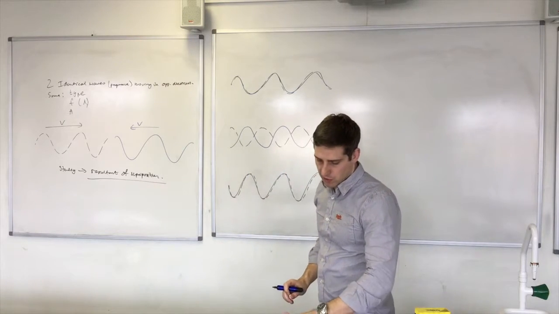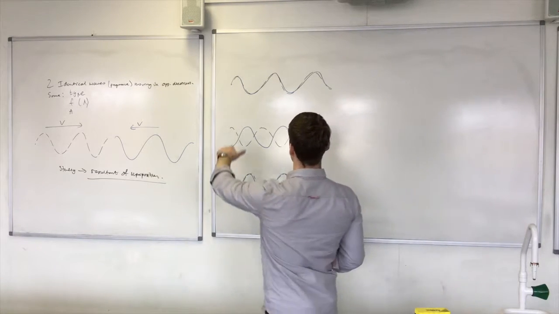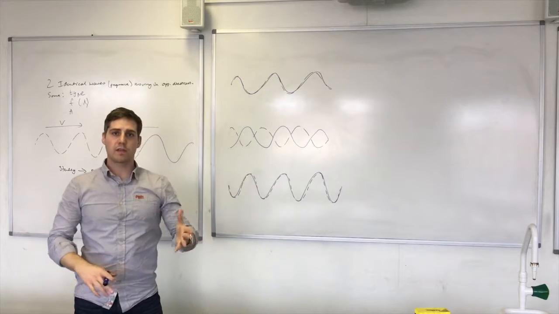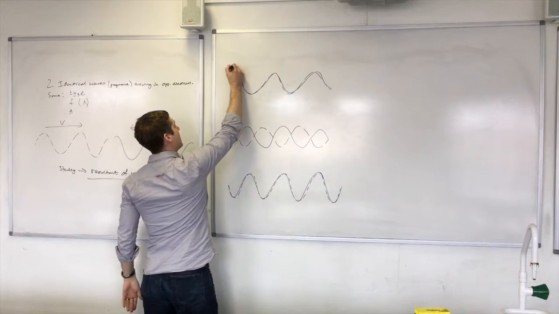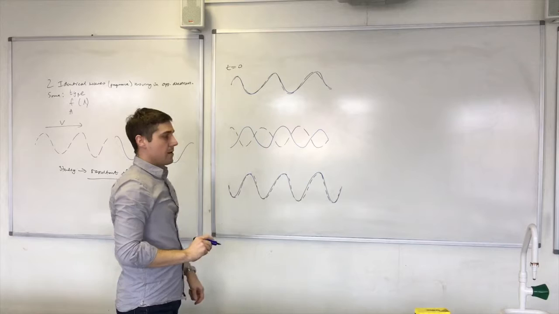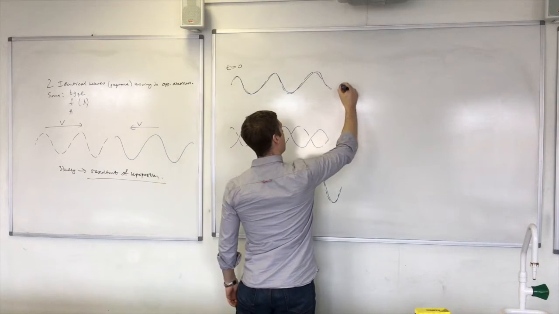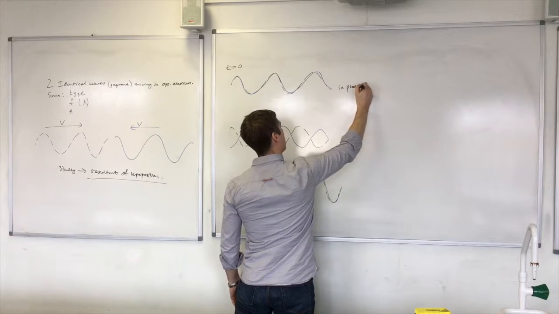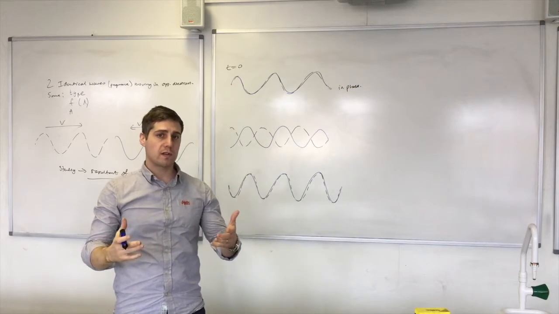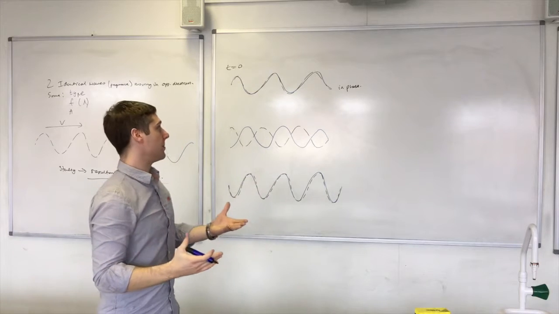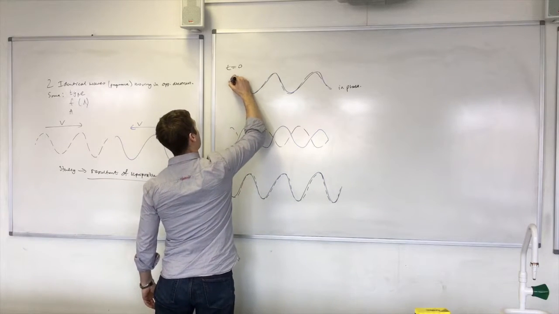So now let's look at that. Here are my two waves at time 0. So we call this t equals 0. They are meeting in phase at this instant in time. In phase. That means we get constructive interference and they form a double amplitude wave. So we get something like this.